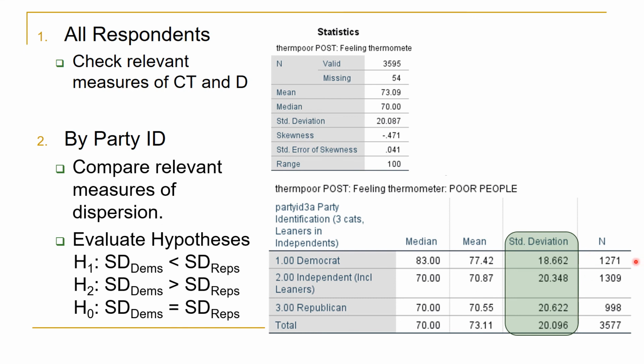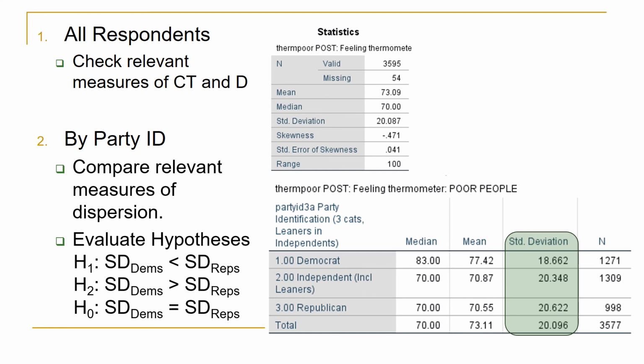Now, let's take a moment and just see what those statistics overall tell us. Let's use the mean and the standard deviation to describe Democrats for a second. The average Democrat evaluates poor people at 77.42, but not all Democrats do that. On average, Democrats vary or differ from that mean by 18.66 points. We can do the same thing for Republicans. The average Republican evaluates poor people at 70.55, but the average Republican deviates from that by 20.62 points.